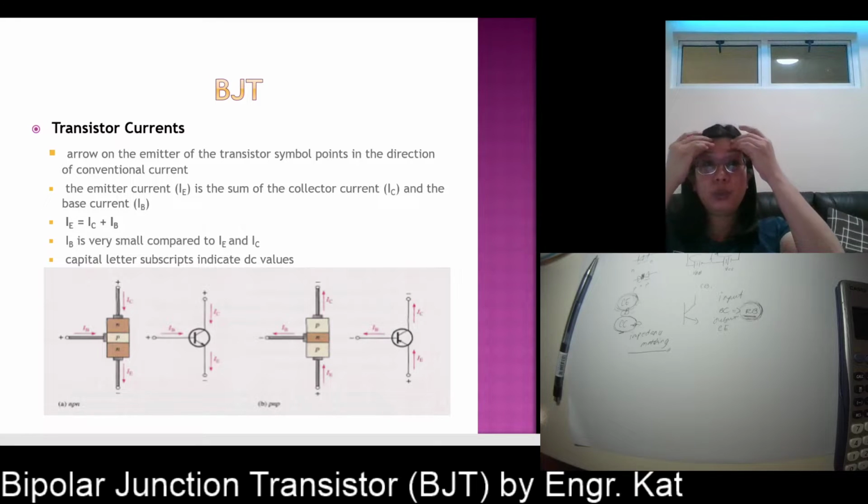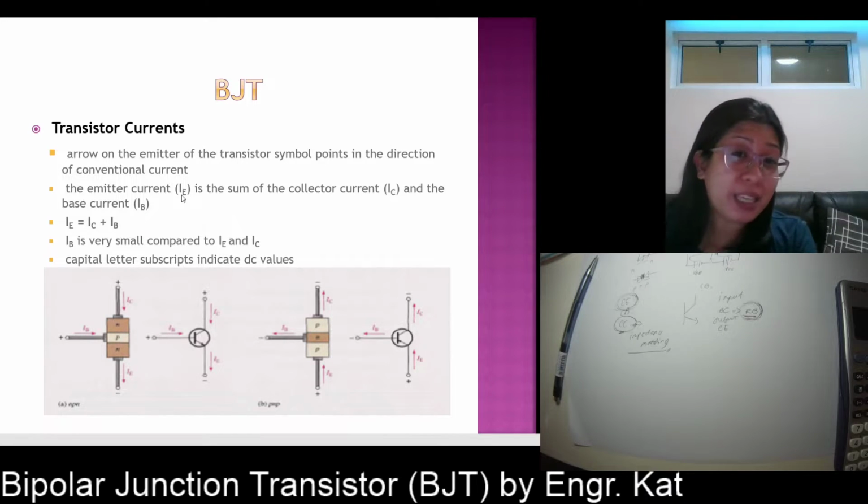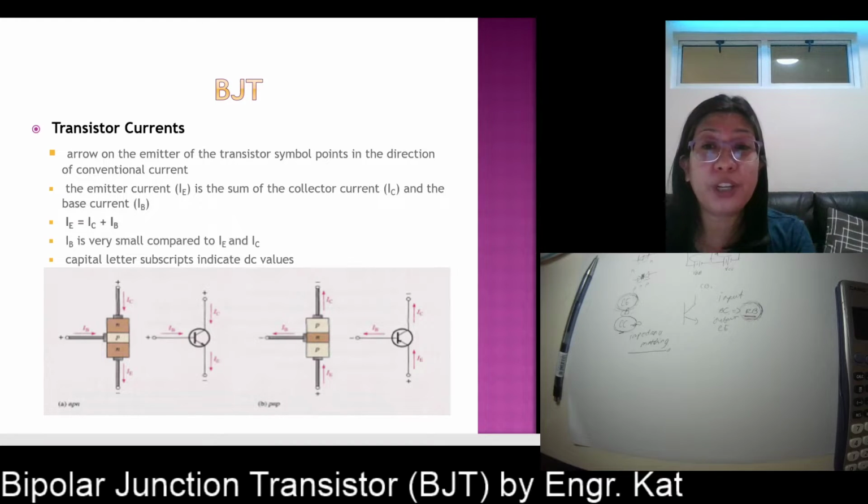Okay, now let us go to current. Since there are three regions or three terminals, we also have three currents. The arrow on the emitter of the transistor symbol points in the direction of the conventional current. The emitter current is the highest current among the three. This is the sum of the collector current IC and the base current IB.